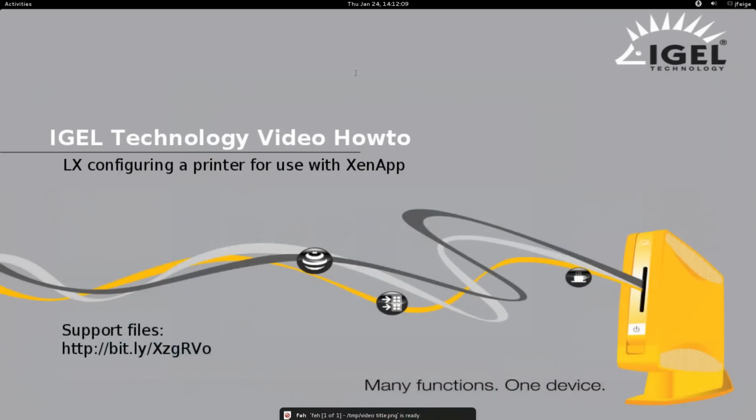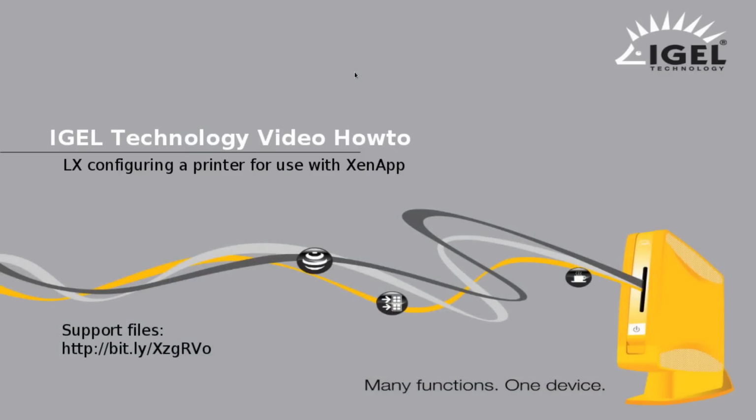The files that I used in this will be available at the link on your screen, and I hope this clears up a little bit about how to pass printers through and have them use the correct driver in XenApp. And this also works the same way for terminal services or RDSH.